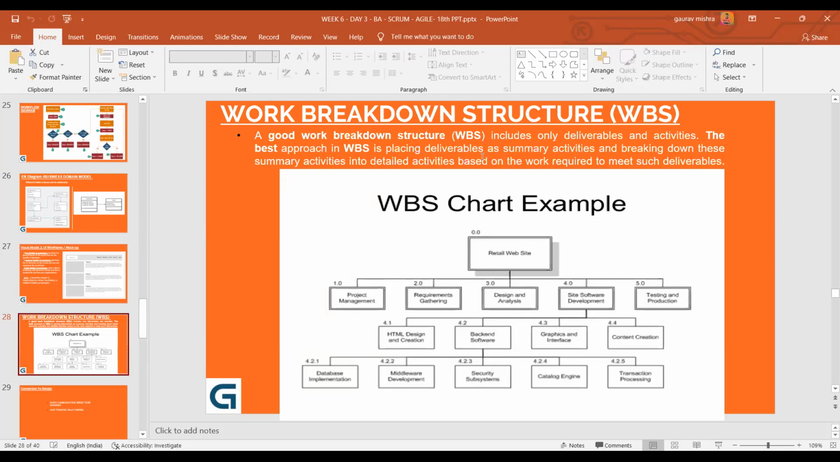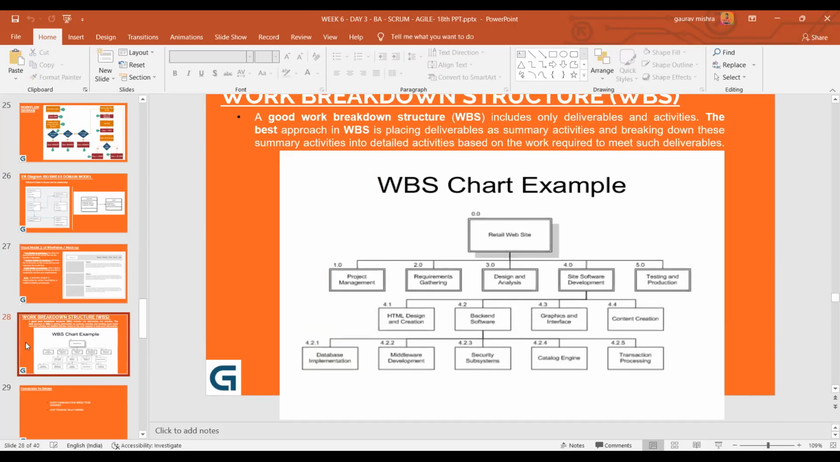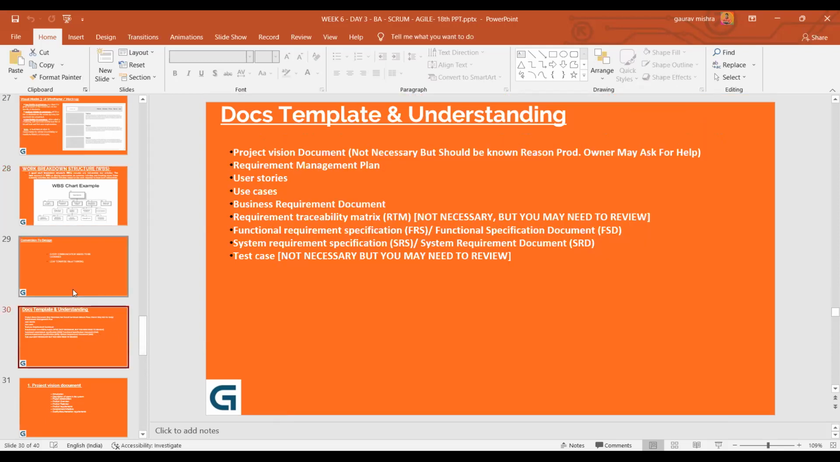Then we move to the WBS chart example. Can someone tell me what is WBS? Work breakdown structure. Exactly. We tried giving you an example with the sitemap. Do you remember? Yes, the sitemap example on Udemy, and it was linear. But I asked you that you can create a tree structure as well. So today is very, very important, and we are going to learn about documents, templates, and understanding.